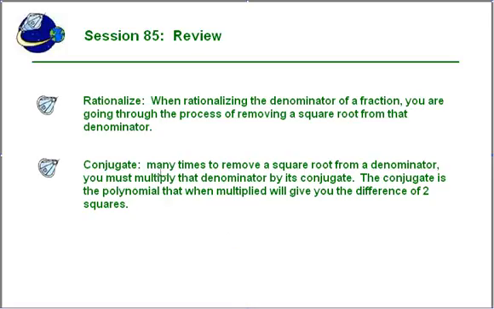Lastly on the review, conjugate. Many times to remove a square root from a denominator, you have to multiply that denominator by its conjugate. The conjugate of the polynomial is the polynomial that when multiplied by what you have in your denominator will give you the difference of two squares. And by going through that process, it will then remove that radical sign or square root sign from your denominator.